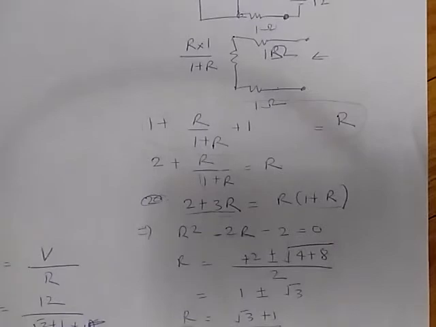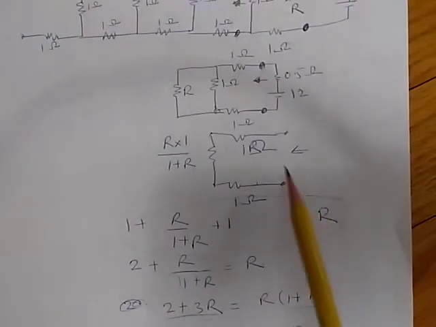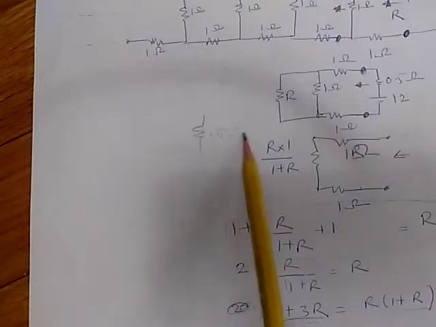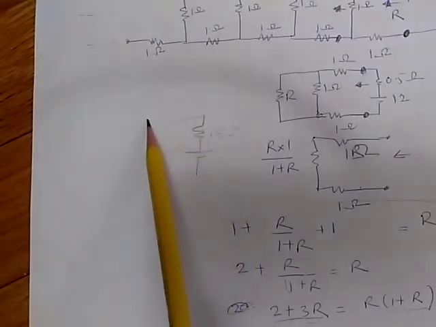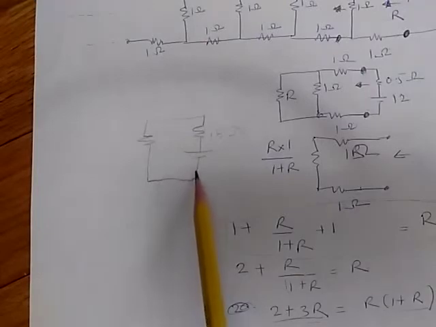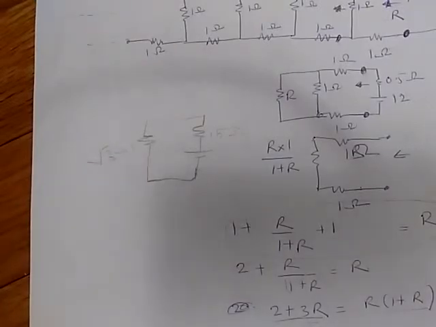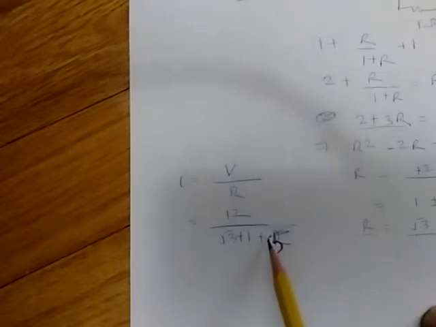So how does the circuit look? The circuit looks like a single resistance: a 0.5 ohm internal resistance, a battery of 12 volt, and a resistor that has a value of square root of 3 plus 1. So how much is the current flowing? The current is given by I equals V divided by R. V is 12 volt and R is square root of 3 plus 1 plus the battery internal resistance 0.5.